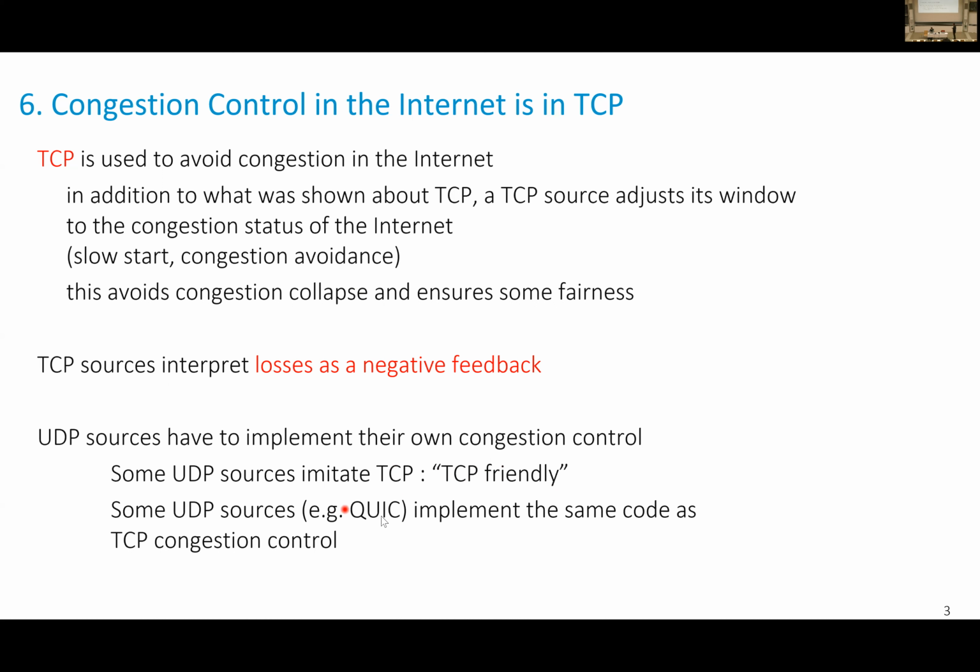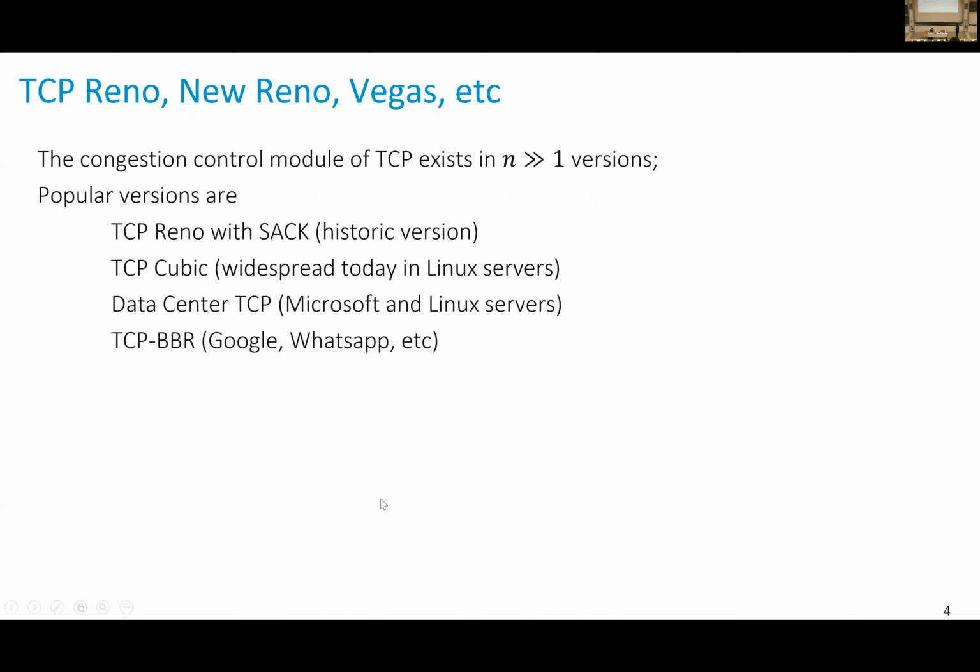Now we will see that most traffic in Google, for example, is not using TCP, but is using QUIC. And QUIC runs over UDP. So of course, QUIC will need to be also TCP friendly. In fact, we will see that QUIC implements exactly the same congestion control mechanisms as TCP. There are multiple versions of it, and for every version of TCP congestion control, there's one version of QUIC that does the same thing. So we will focus here on TCP.